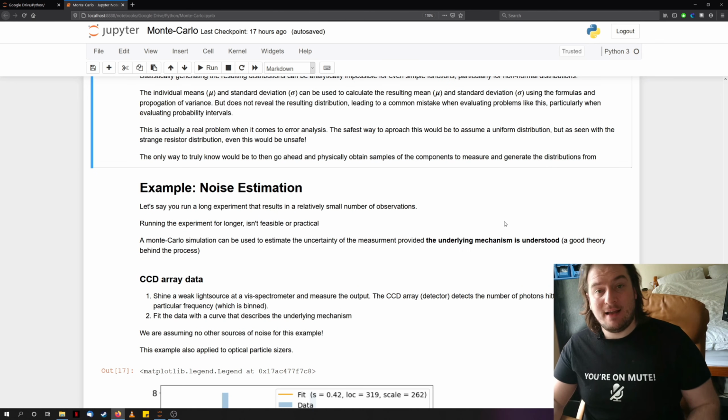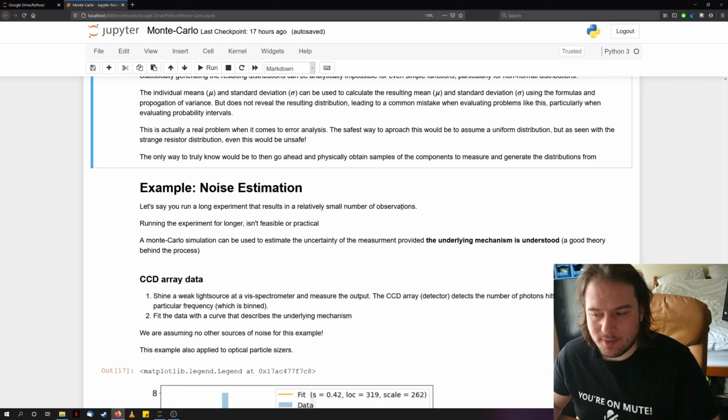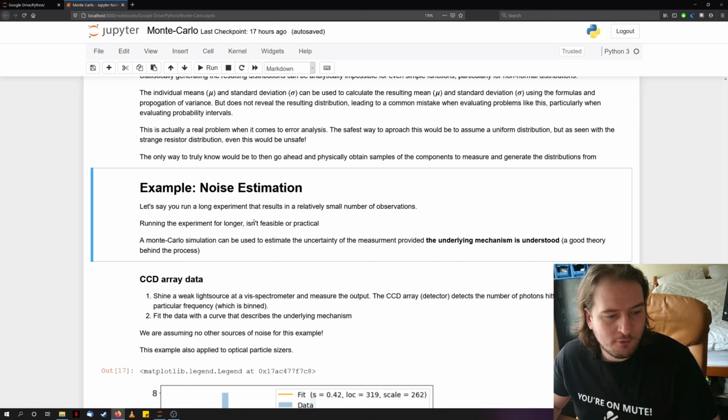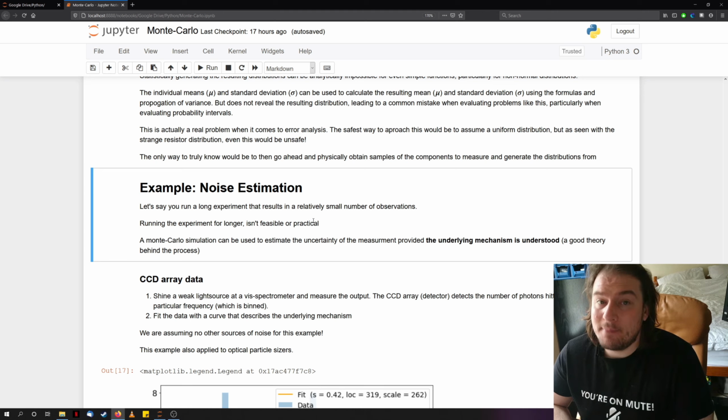And now let's look at our final example. So this one's a bit different. Let's say you're running a long experiment that results in a relatively small number of observations. Running the experiment for longer isn't feasible or practical. So it might be an experiment where you have a very weak signal, or not a lot's actually happening over time, and you're just time constrained. Monte Carlo simulation can be used to estimate the uncertainty of the measurement, provided the underlying mechanism is understood.